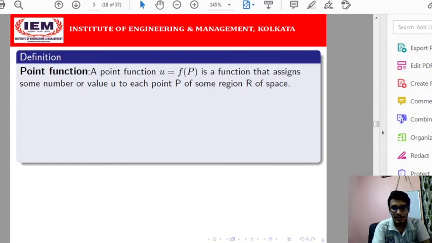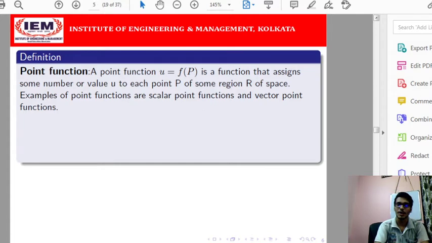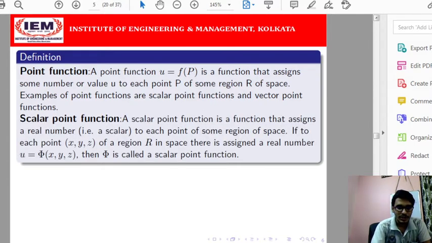As I have told earlier, the point function can be of two types: scalar point function and vector point function. What is a scalar point function? Whenever we assign real or scalar values to each of the points in a particular region or space, that is called a scalar point function. It is usually denoted by phi of x, y, z. In three dimensions there are three variables x, y, z, so any point has three components. We assign a function phi, dependent on the values of x, y and z, to each point. This kind of function is called a scalar point function.